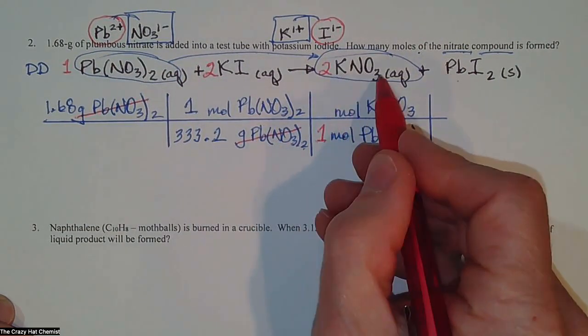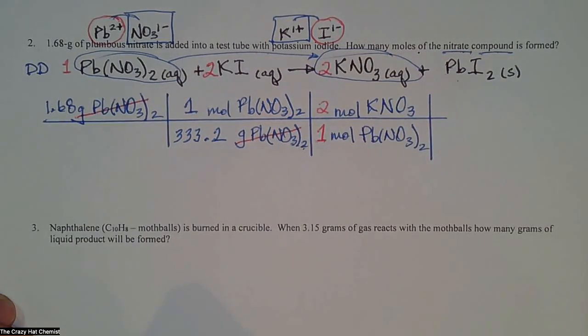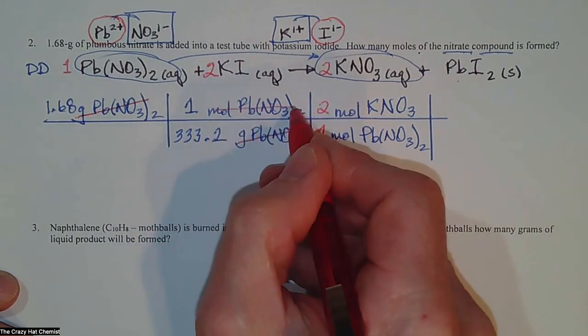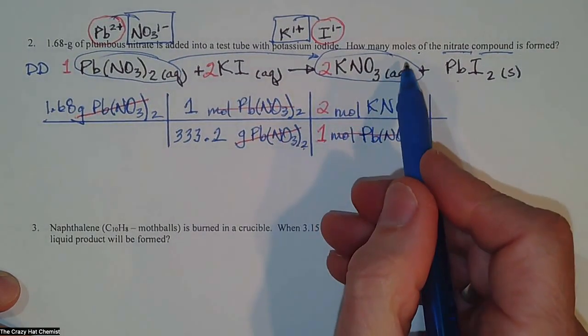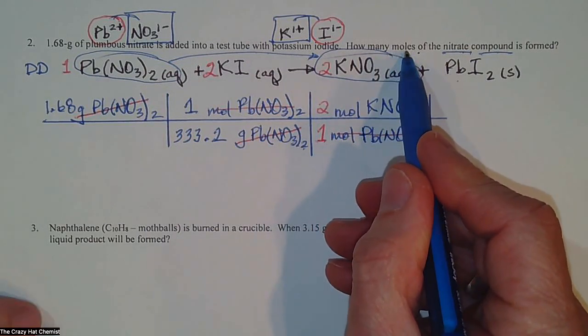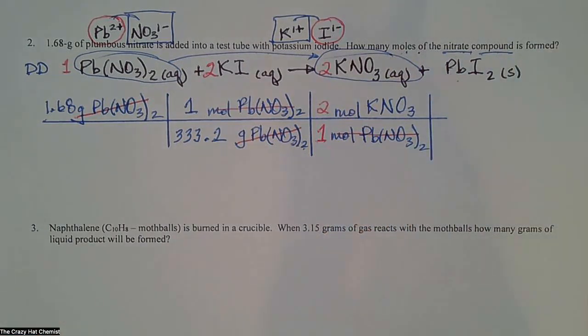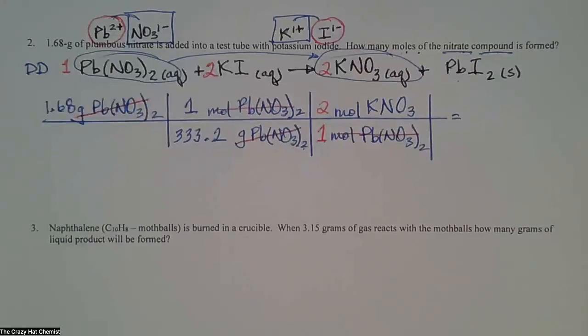Potassium nitrate has a coefficient of 2, so that's why this is a 2. I'm going to be able to cancel out the moles of plumbous nitrate, and I have still one more step to do because it says how many... oh wait, no, I don't. It says how many moles of the nitrate compound. I'm actually done. So this is going to be an equal right here because I have moles of the nitrate compound. Fantastic. So I'm going to look at significant figures.